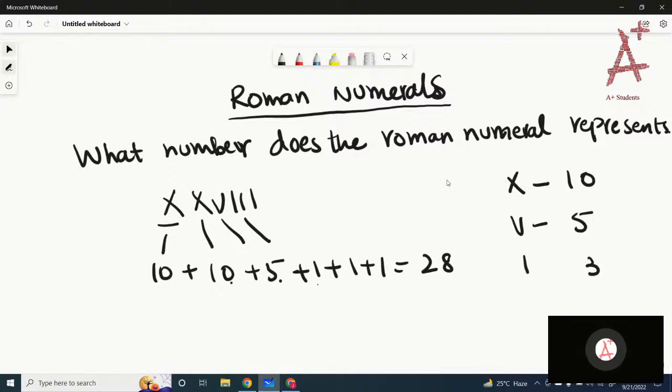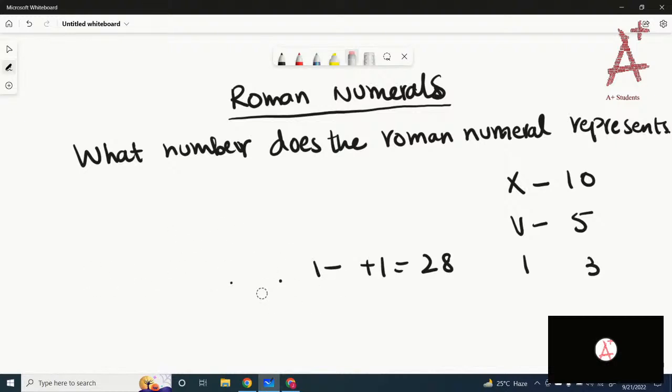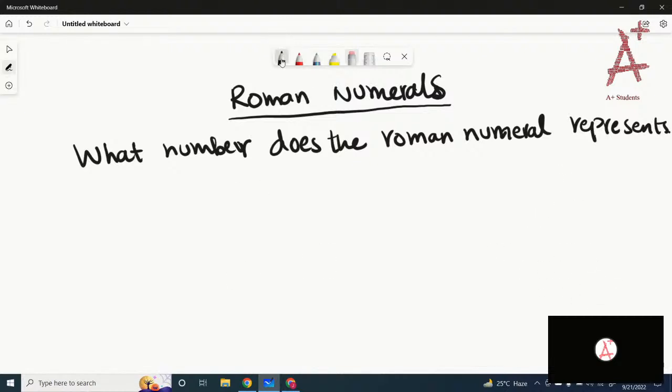Okay, the next one is what number does the Roman numeral represent? Okay, the number is X and I. So we know that X represents 10 and I represents 1. So just add them. So 10 plus 1 makes 11. That means they represent 11. Got it?